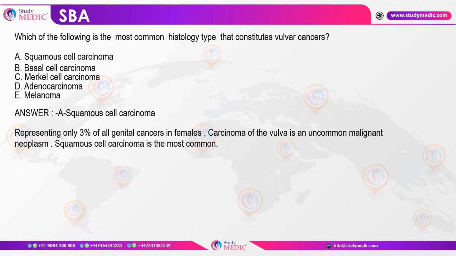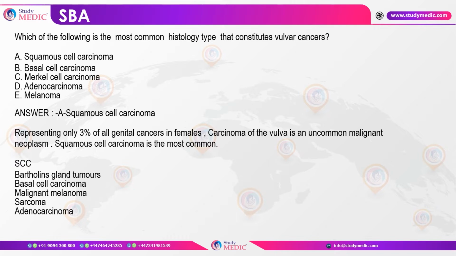Now, vulvar carcinoma is only 3% of all genital cancers in females. It is an uncommon malignant neoplasm. Among that, squamous cell carcinoma is the most common. In decreasing order of frequency, you have squamous cell carcinoma, then Bartholin's gland tumors, basal cell carcinoma, malignant melanoma, sarcoma, adenocarcinoma, and then verrucous, which is the least common.